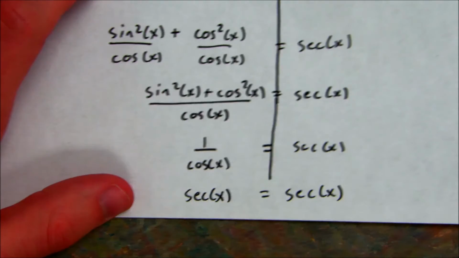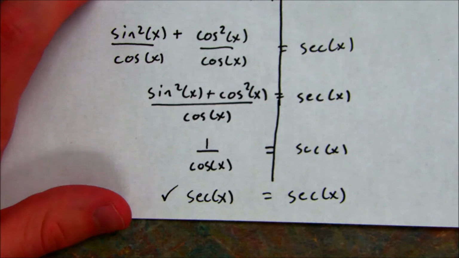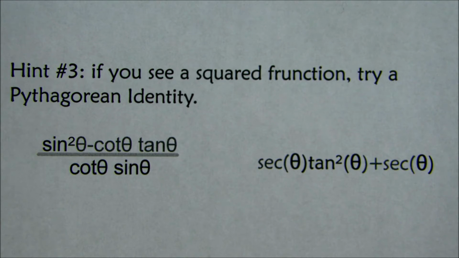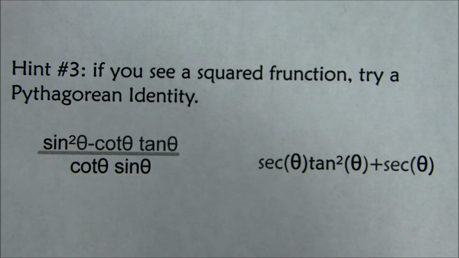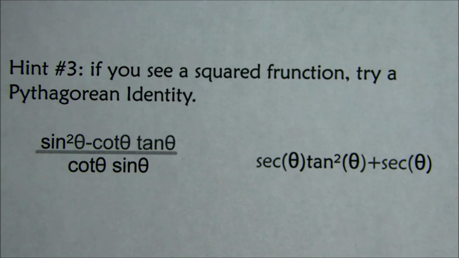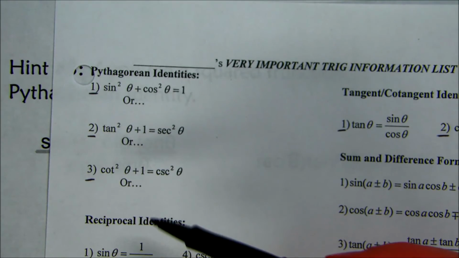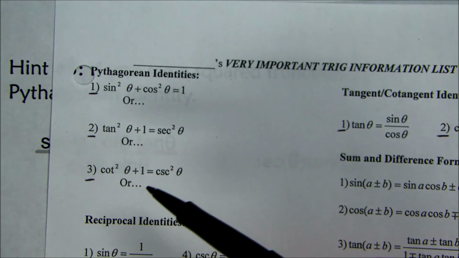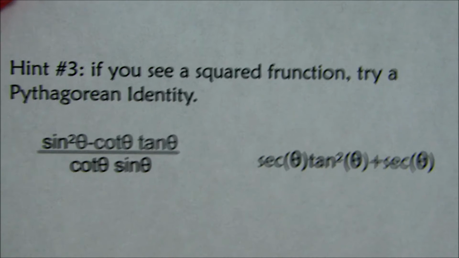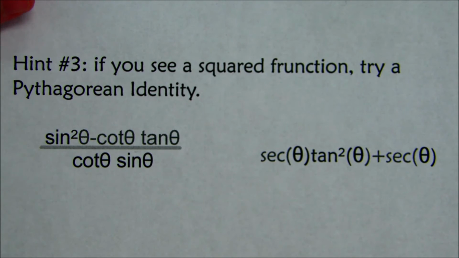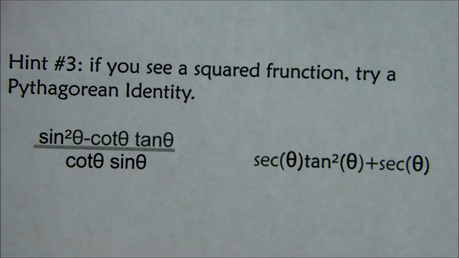So we have verified the identity. The last tip for today is if you see a squared function, try a Pythagorean identity. Now, if you don't remember the Pythagorean identities, again, right here, if you're not sure, you can pause the video, write them down. They're very helpful to memorize. And what I'm going to do is use Pythagorean identities to verify, simplify these two expressions.